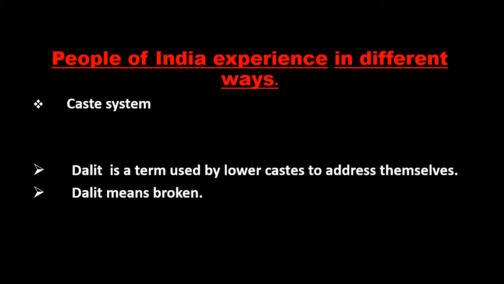But people of India experience inequality in different ways. One of the most common forms of inequality in India is the caste system. People experience it especially in rural India. And see, Dalit is a term used by lower caste people to address themselves. The word means broken. It shows how seriously Dalit people are discriminated against.